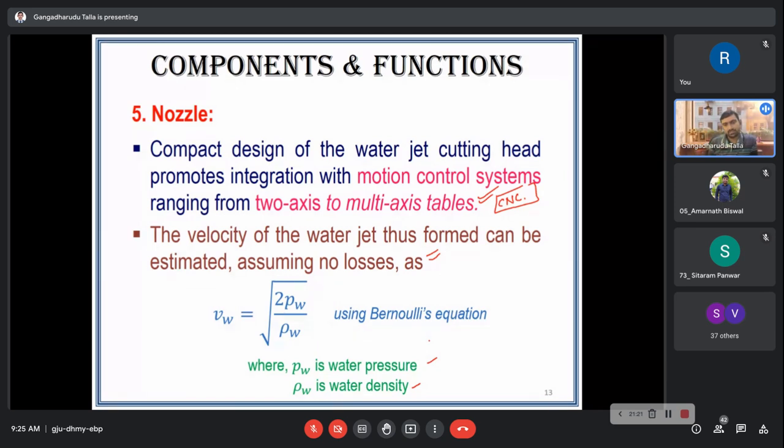So for pressure and velocity, you are using Bernoulli's equation: pressure energy plus kinetic energy is equal to a constant. Based on that you can get the total energy. Here the point is that the entire pressure energy is converted to kinetic energy. That is the concept. Is it clear? Any doubt here?